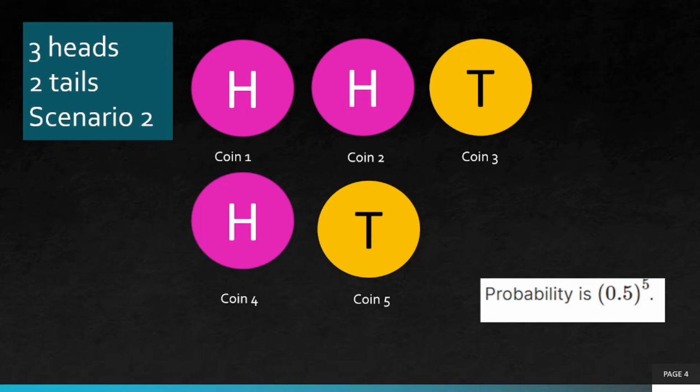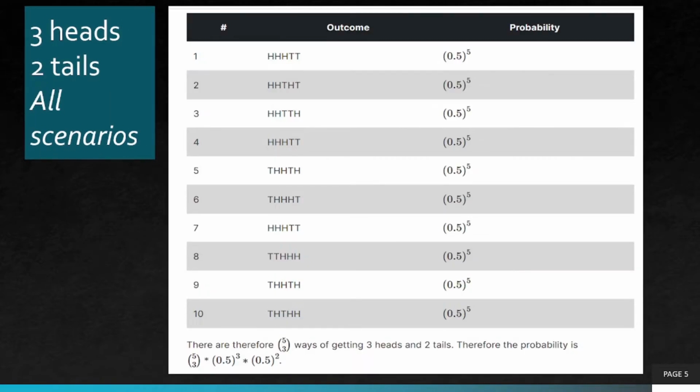Another scenario is 2 heads for the first 2 coins, then a tails, then a heads, and then a tails. If we consider all the scenarios like this, there are 10 scenarios. There are therefore 5C3, that is 5 choose 3, which is 5 factorial by 3 factorial into 2 factorial ways of getting 3 heads and 2 tails. Therefore, the probability is 5C3, 5 choose 3, times 0.5 to the power 3, that is a success, times 0.5 to the power 2.